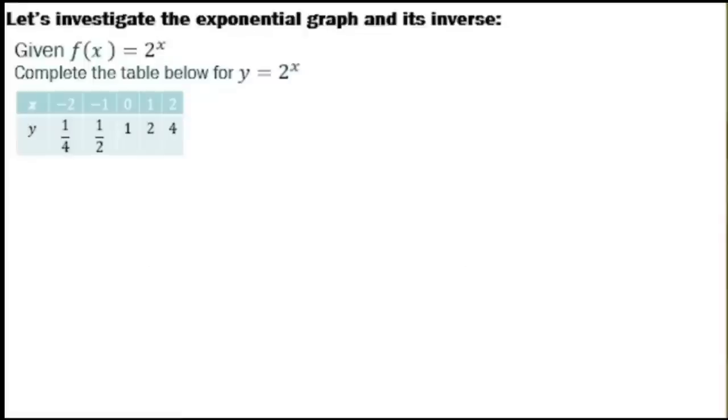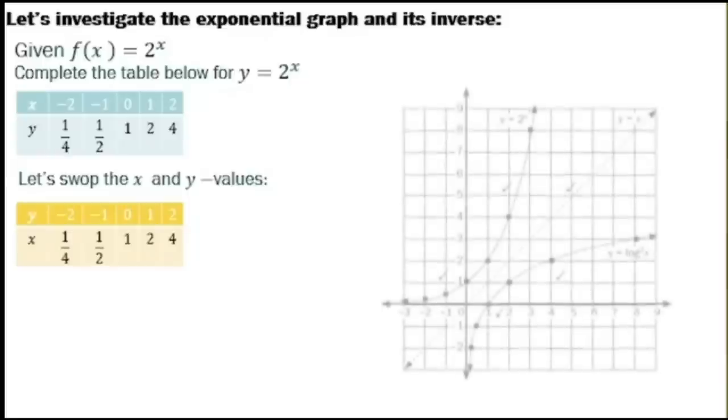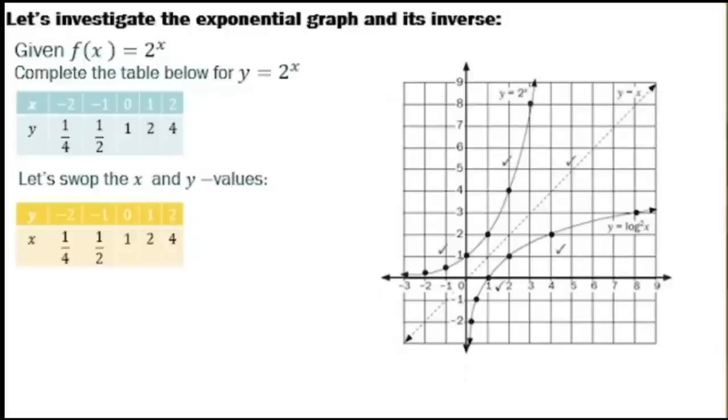So if we look at the exponential graph and its inverse function, if I give you f(x) equals 2 to the power of x, and I ask you to complete the table below, we've already generated the coordinates. Then if I swap my x and my y values in my table, those would be my swapped coordinates. From there, I can draw the exponential graph and its inverse by just using the coordinates in my table. Those would be my two graphs. You've seen I've also indicated the line y equals x, which is the reflection line.